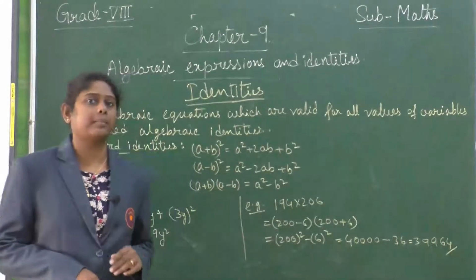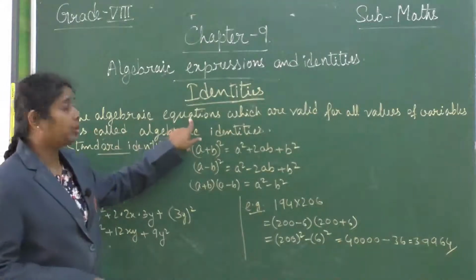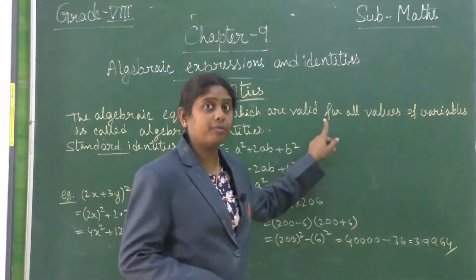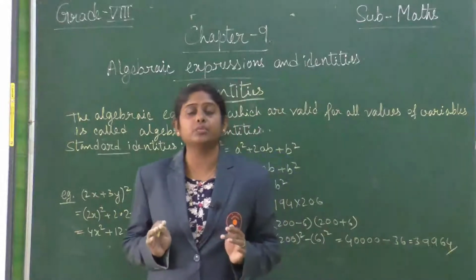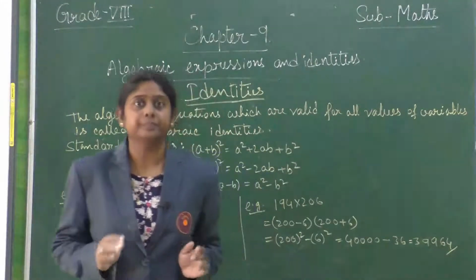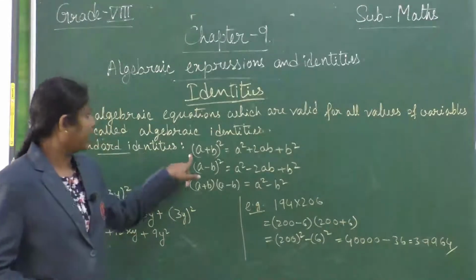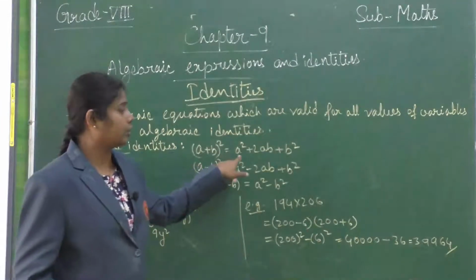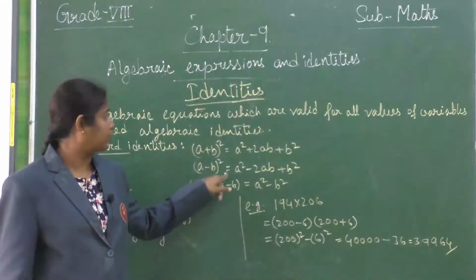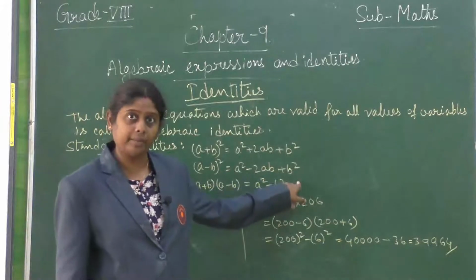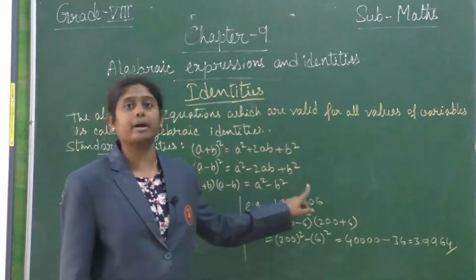Our last topic of this chapter is identities. The definition of identities is the algebraic equations which are valid for all the values of variables. That type of algebraic equations we call algebraic identities. Now we have a few standard identities such as a plus b whole square is equal to a square plus 2ab plus b square. A minus b whole square is equal to a square minus 2ab plus b square. And the third one is a plus b into a minus b, which gives you a square minus b square.